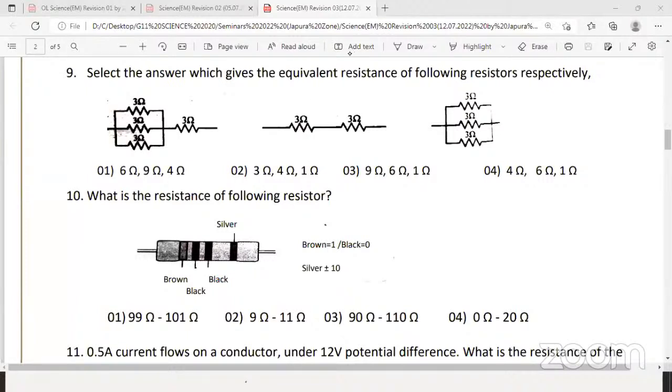9th MCQ, any volunteers before I start the explanation? Any volunteers? 9th MCQ, you have to get them in the respective order, like the correct sequence, the equivalent resistance of these three circuits in the correct order or correct sequence. Yes, any volunteers respectively?